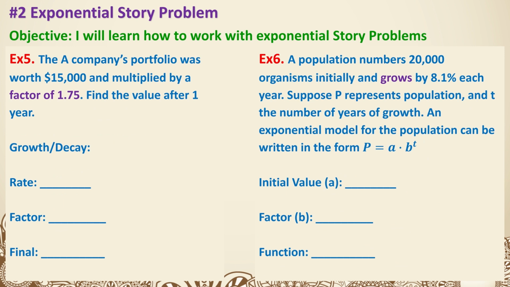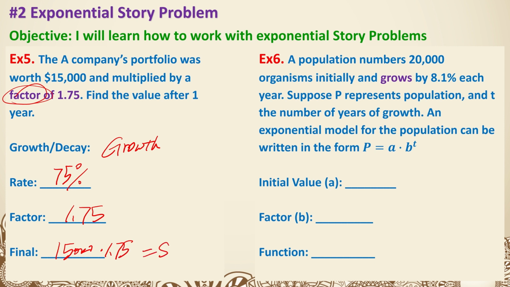Now let's continue. Example 5. A company's portfolio is worth $15,000 and multiplied by a factor of 1.75. So we already know the factor is 1.75, which is more than 1, so it has to be growth. The rate is always the factor compared with 100% or compared with 1. So 1.75 compared with 1 is an extra 0.75, in other words, an extra 75%. To calculate the actual value, that is 15,000 times 1.75, because we always multiply with a factor, and that is $26,250. That's example 5.